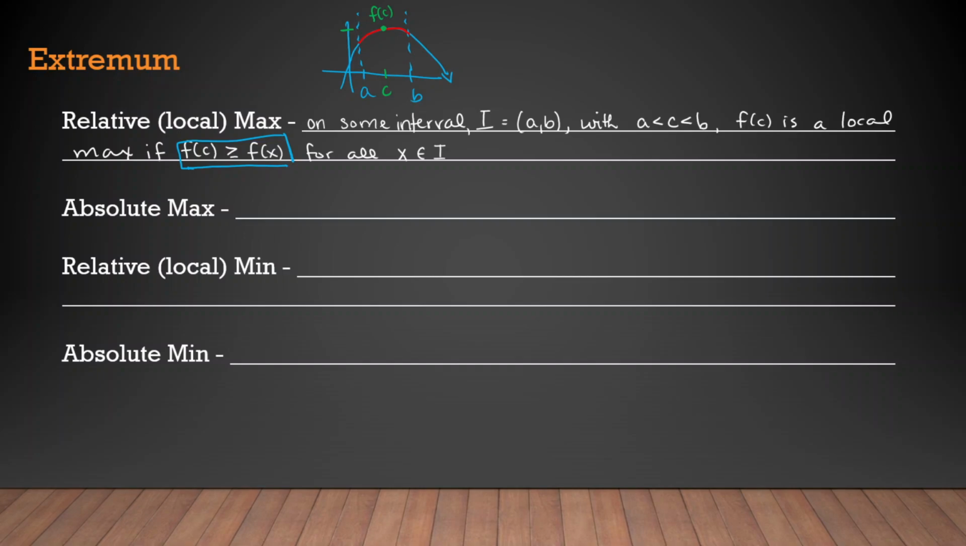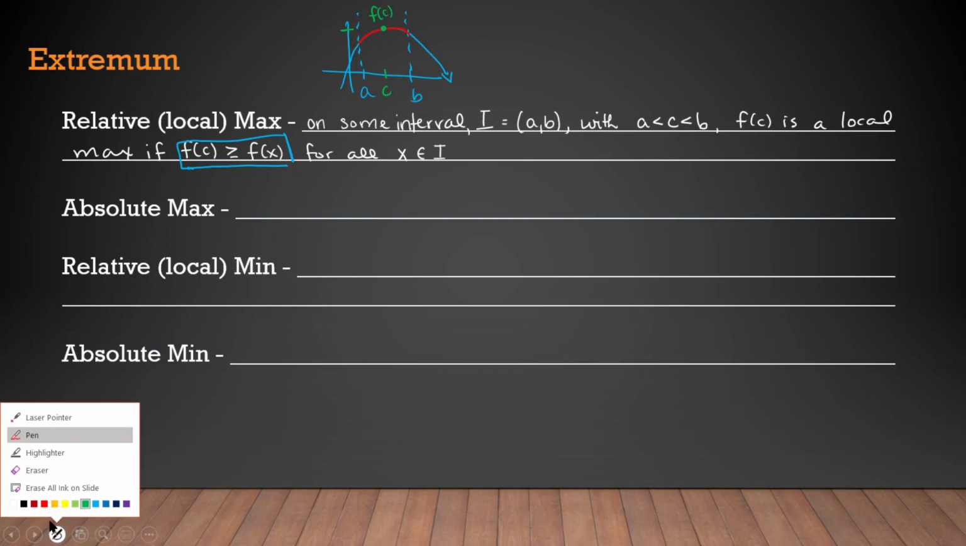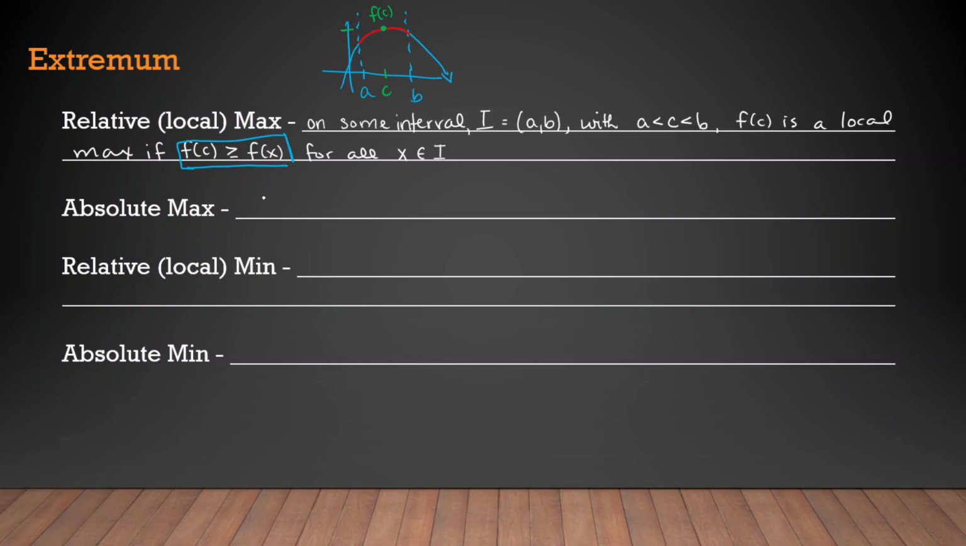All the time on the graph, these are going to look like a peak. Now, to make it an absolute maximum, it means that f of c is greater than or equal to f of x for all x in the domain of f. In other words, it's the largest the function ever gets in its entirety. There's never anything larger.